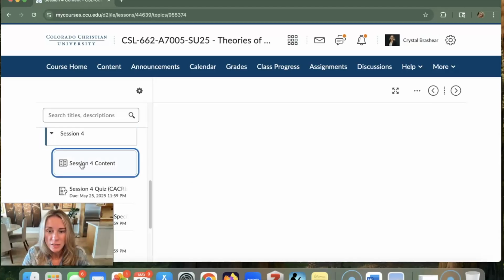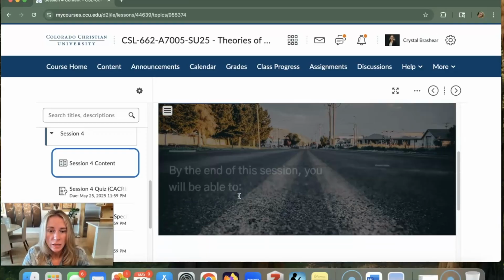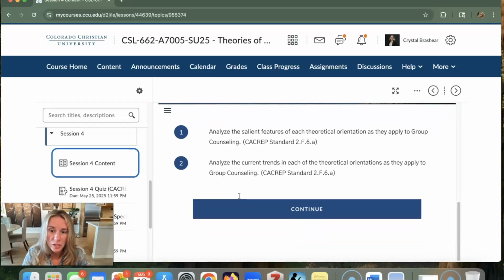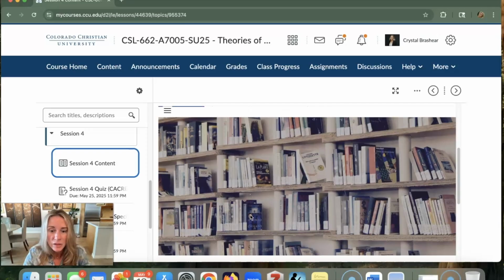So session 4 content, let's take a look. Start course, topic outcomes. By the end of the session, you should be able to analyze the salient features of each theoretical orientation as they apply to group counseling and analyze the current trends in each of the theoretical orientations as they, again, apply to group counseling.